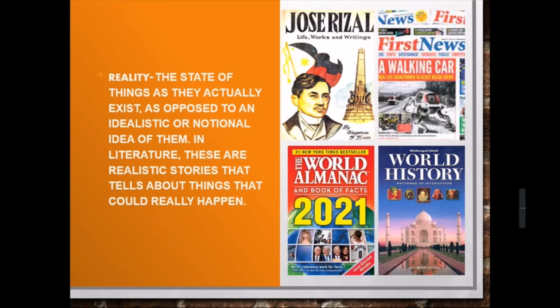For example, journals that are written by people. This one, Jose Rizal, his life, his works, and his writings. These are the newspapers that we are receiving every day. Biographies, World Almanac, and the Book of Facts. It is really called the Book of Facts because it's real. It has evidences and the world history.